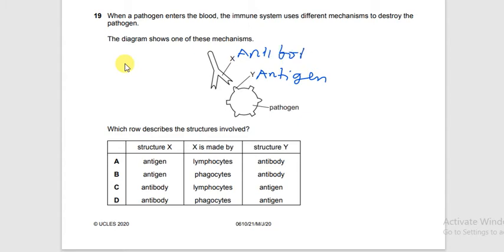And so let's see, what's the question like? The question is, which row describes the structures involved? Structure X is an antibody, yes. Then X is made by lymphocytes. Remember, phagocytes help to undergo phagocytosis. So it's lymphocytes that produce antibodies and antitoxins. Y will be an antigen. So the answer is C.